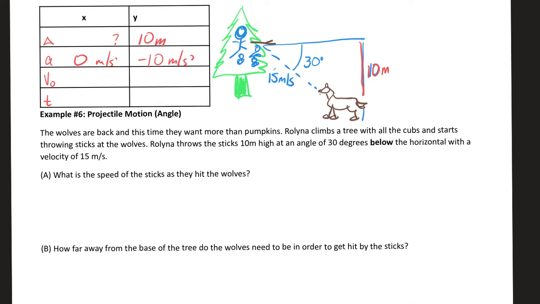Right, so when we're doing this problem, I've got my drawing here. The problem tells me that she's up in the tree and she's 10 meters up. So my change in the y direction is going to be negative 10 meters. I also know that acceleration is going to be negative 10 meters per second, and that's really all I know about the y. On the x side, all I know is that the initial acceleration is going to be 0.